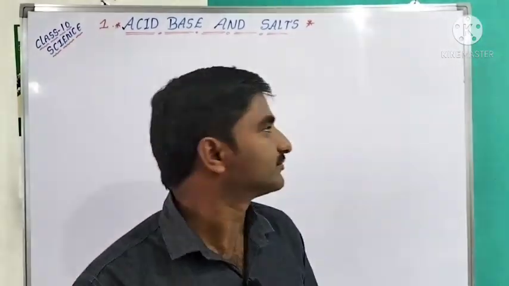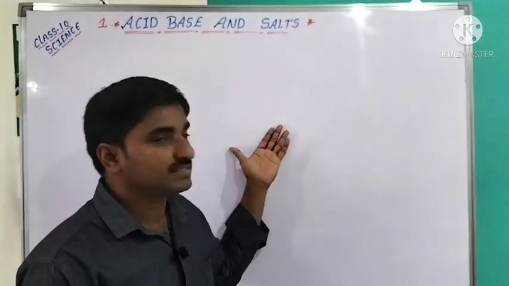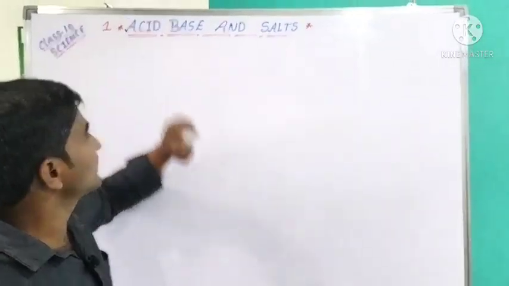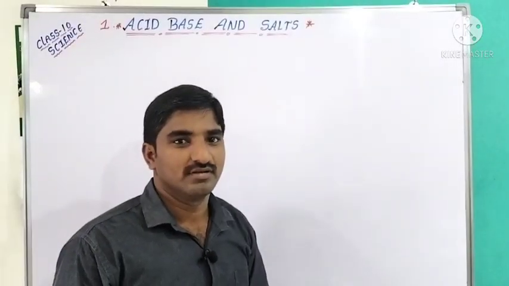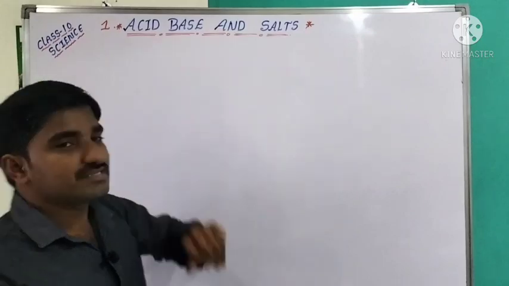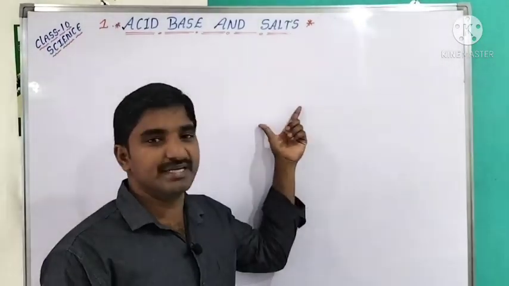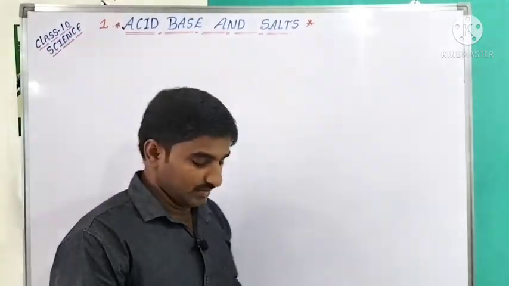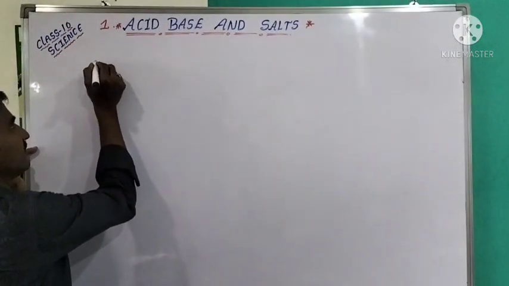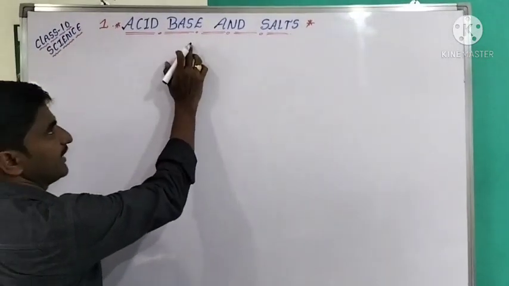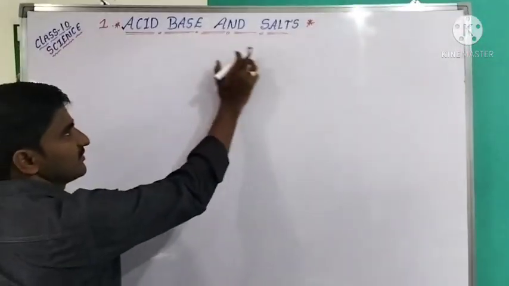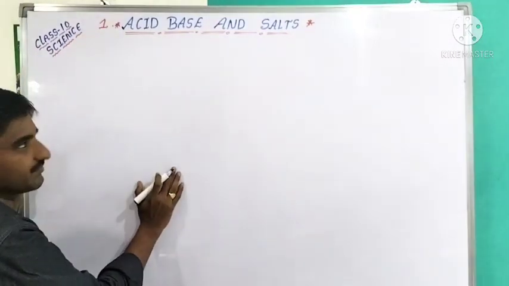Hello students, today we will discuss class 10th science: acids, bases and salts. First of all, this is the related basic topic. There will be a relation between acid, base and salt. These are all substances.